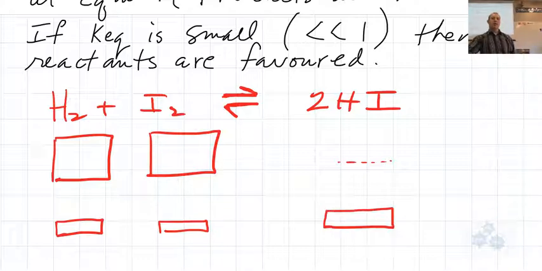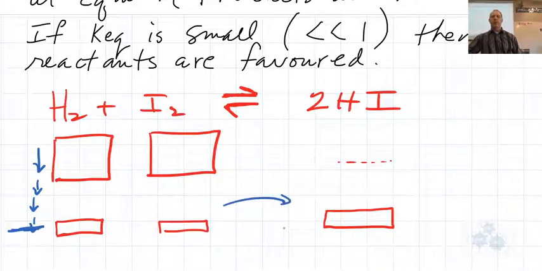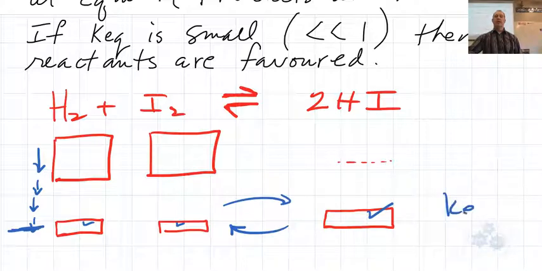If equilibrium is reached as this moves along, and then boom, we have equilibrium right here, that means that this forward reaction and the reverse reaction are happening at the exact same rate. But it does not mean that the amounts of each have to be the same. Okay? So in this case, if the KEQ is greater than 1, that means that there are more products. More moles of products. Okay? The products are favored.